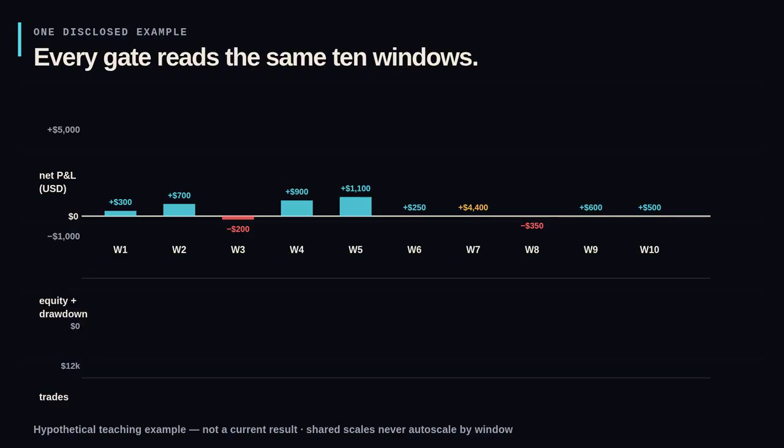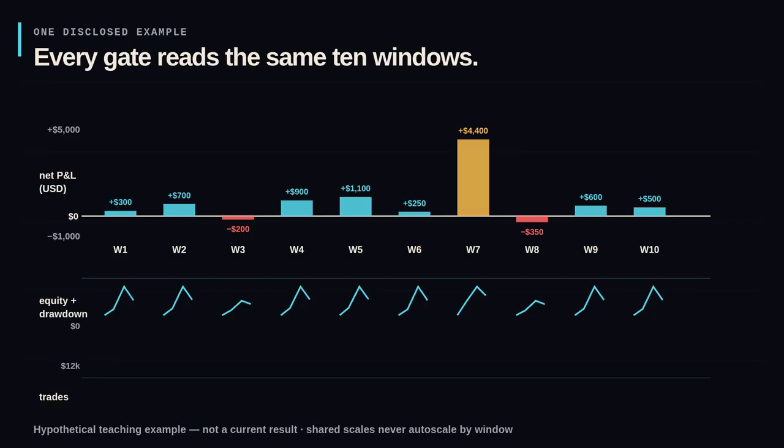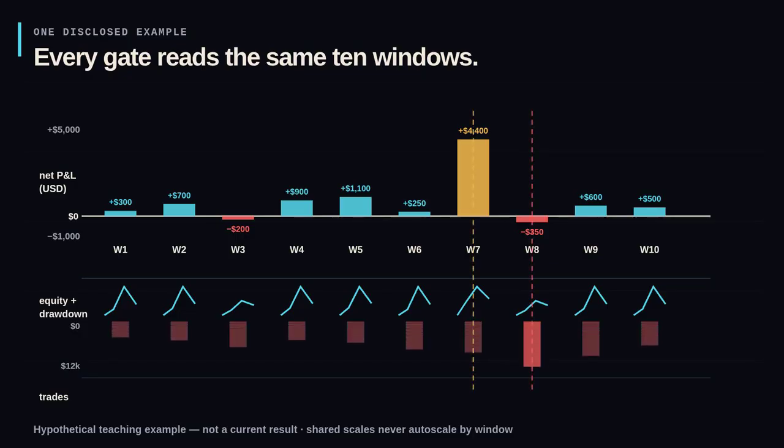Use one hypothetical teaching example, not a current result. Window nets are 300, plus 700, negative 200, plus 100, 250, 4,400, 300, and plus 500. Plot every bar from the same zero and dollar scale. Below, align each window's equity, maximum drawdown, and trade count. Every gate now reads the same evidence, not a different convenient chart.